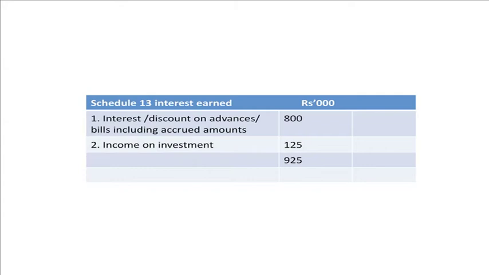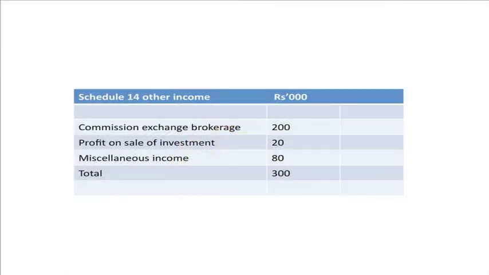First of all, we have prepared schedule 13, that is interest earned. In our question, interest earned was given as 8 lakhs. We have prepared the entire balance sheet in thousands, so here we have written 800 against interest. Income on investment, which was given on the credit side, we have written over here as 125. So, our schedule 13 total is 925. We will place this 925 against schedule 13 in the P&L. Then we will move to schedule 14, that is other income. It is also prepared in rupees thousands.